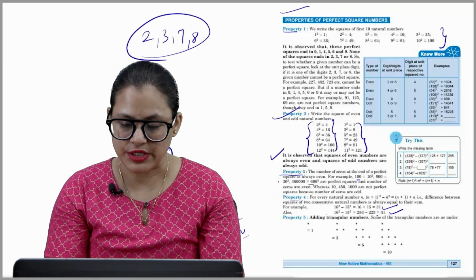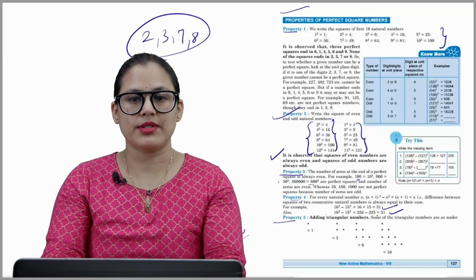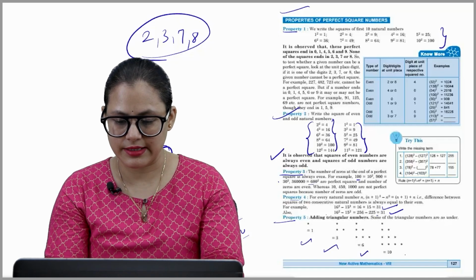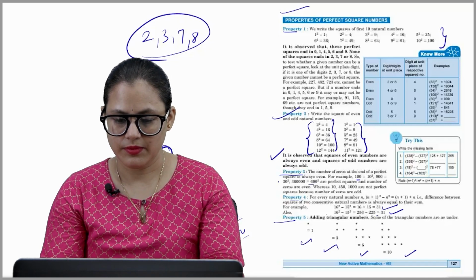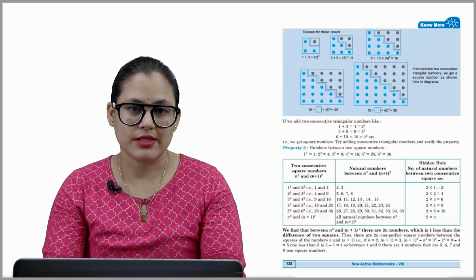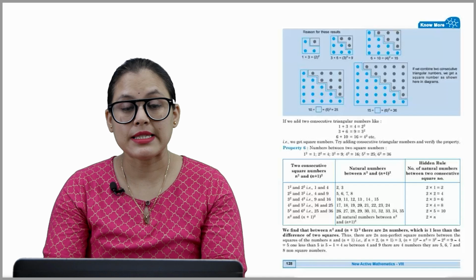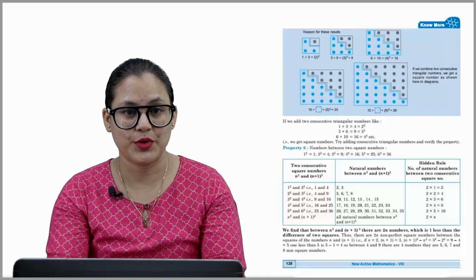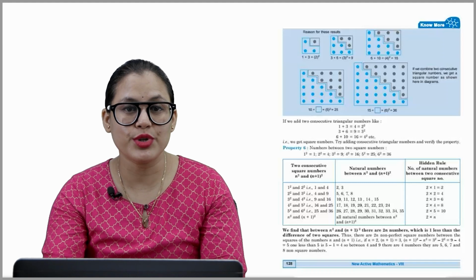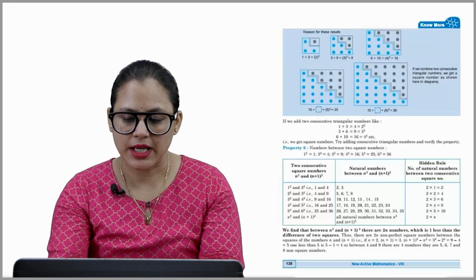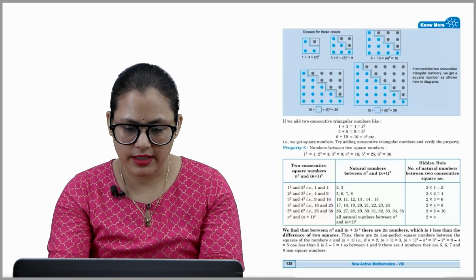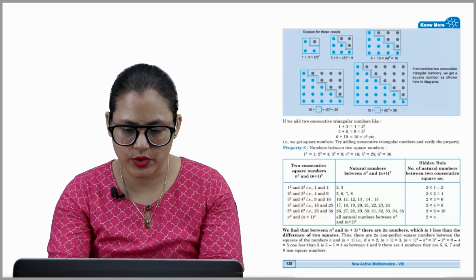Okay. Property 5. Adding triangular numbers. Some of the triangular numbers are as under. See, 1, 3, 6, 10, right? Reason for these results. 1 plus 3 is equal to 2 square. 3 plus 6 is equal to 3 square, that is 9. Similarly, 6 plus 10 is equal to 4 square, 16. Here 10 plus, let's count these dots, circles, you will get 15.